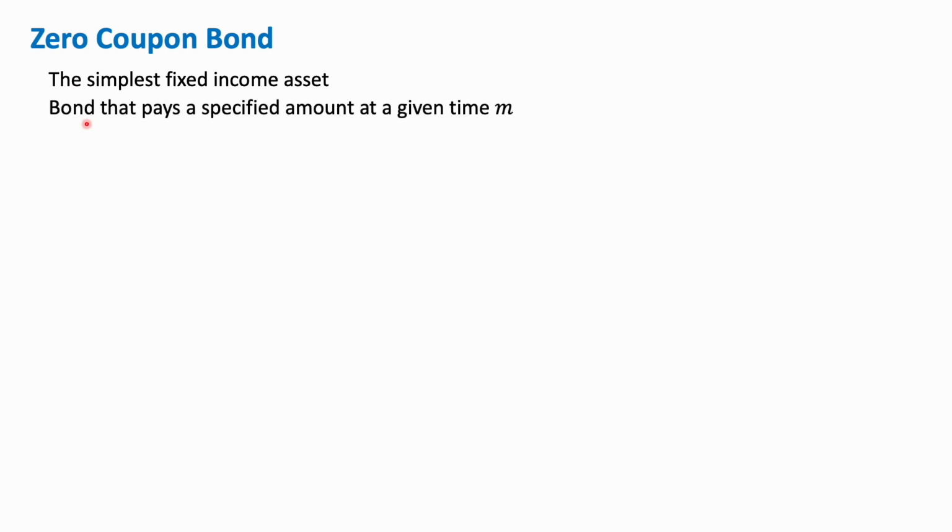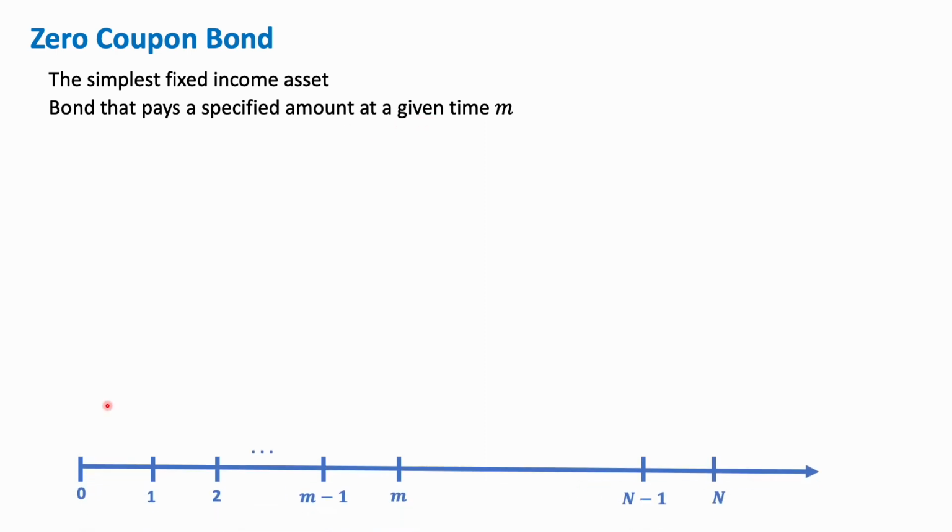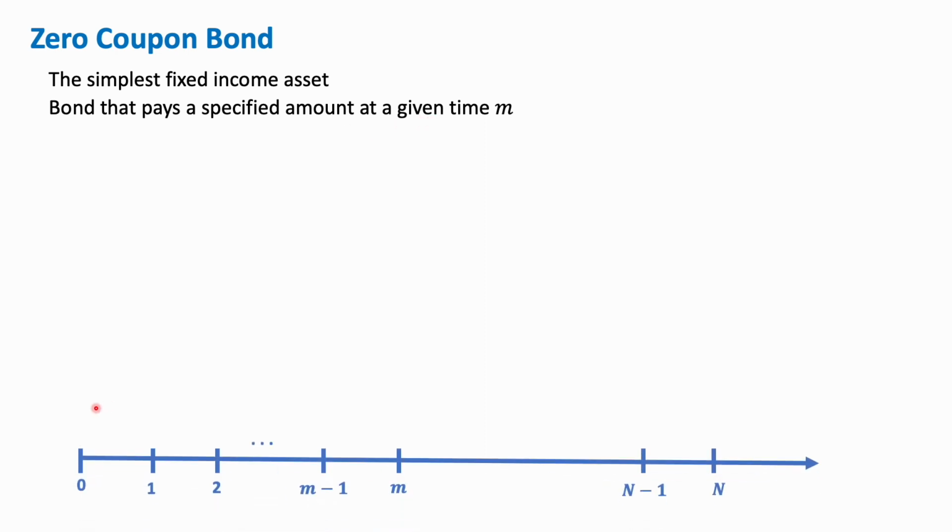Okay, let's now talk about what we call the zero coupon bond. And this is really the simplest form of fixed income assets. It is simply a bond that pays a specific amount at a given time M. And again, to help visualize that, we have a timeline here. And let's say at time M, we're getting a certain cash flow. Let's call this, for example, X.